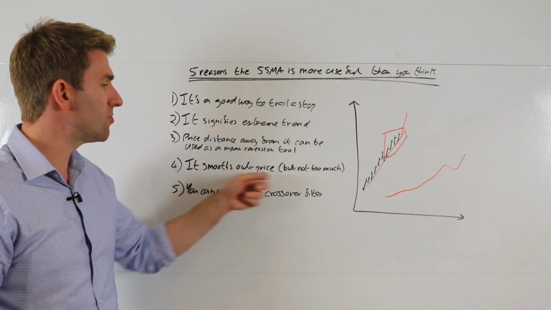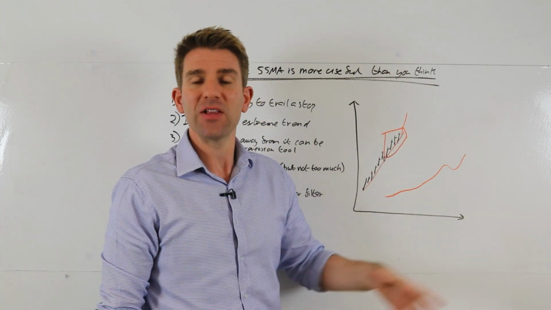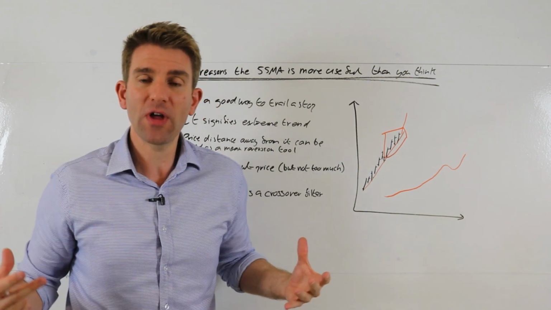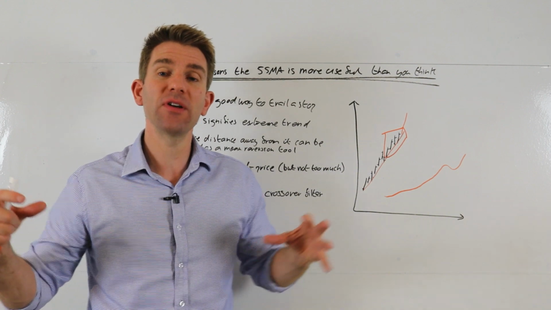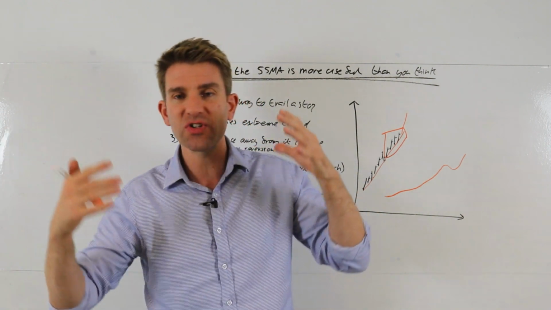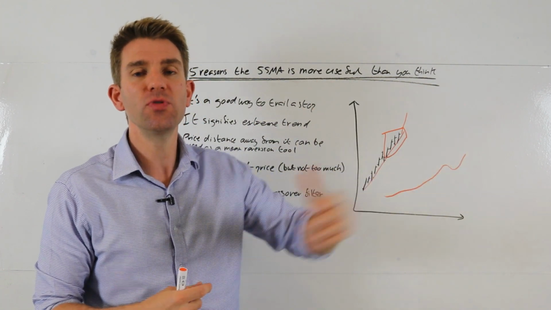Number 4, it smooths out price, but not too much. It's quite nice to look at it and see it visually. I sometimes like to have it as a thicker line because it does smooth out price. But not too much. In other words, you can still see the ebbs and flows and the ranges and the patterns, but without it ignoring some of the more useful breakouts.